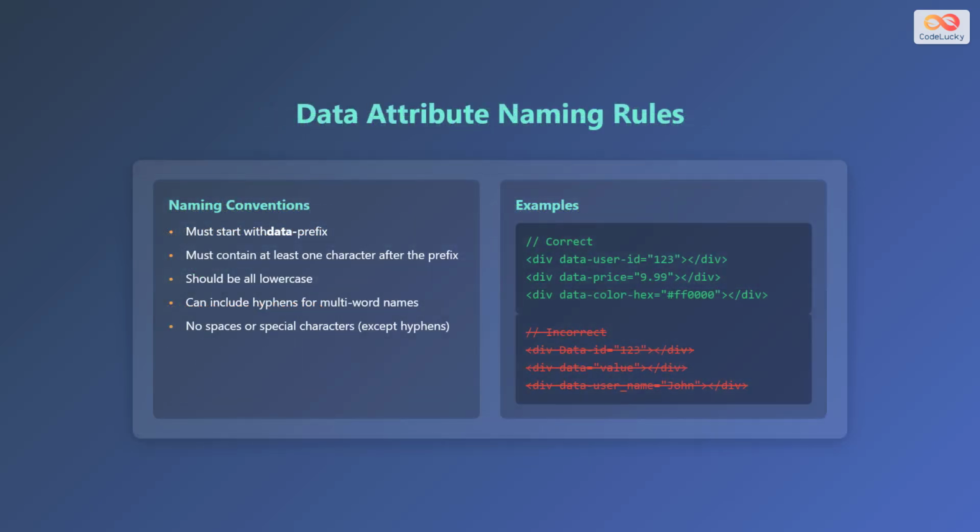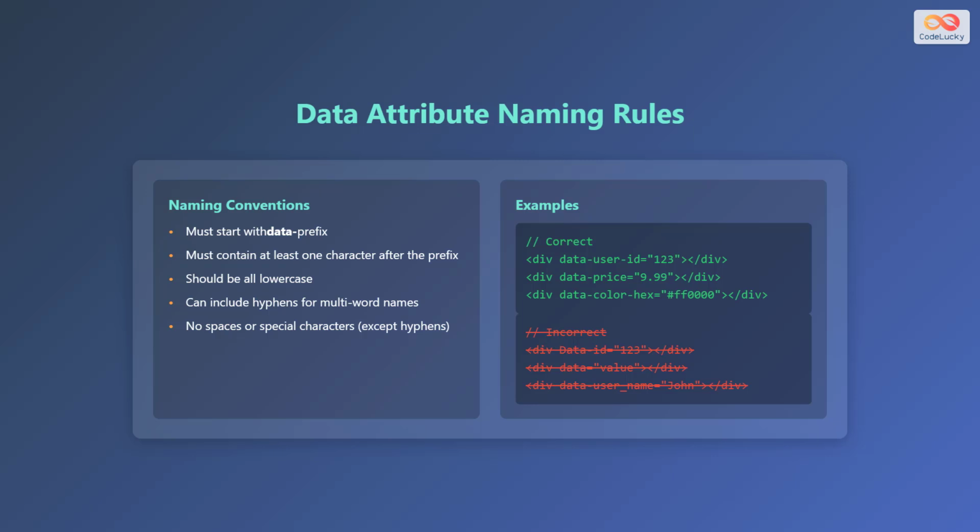When naming data attributes, there are a few rules to keep in mind. First, they must start with the data prefix. Second, they must contain at least one character after the prefix. Third, they should be all lowercase. Fourth, you can include hyphens for multi-word names. Finally, no spaces or special characters are allowed, except for hyphens.